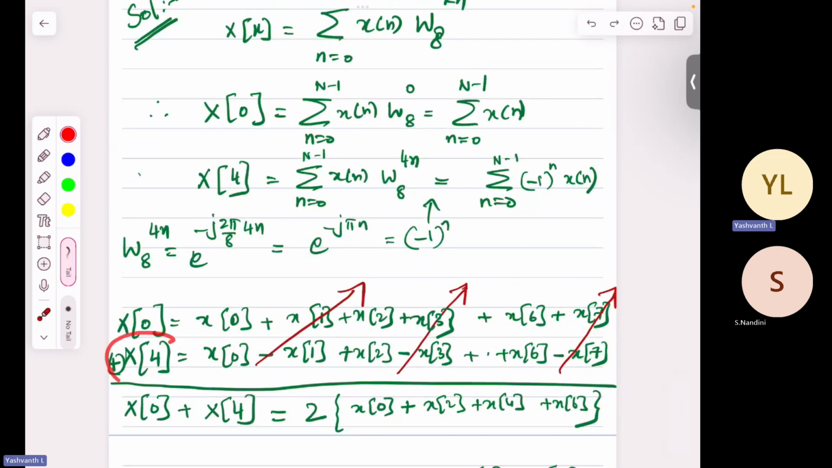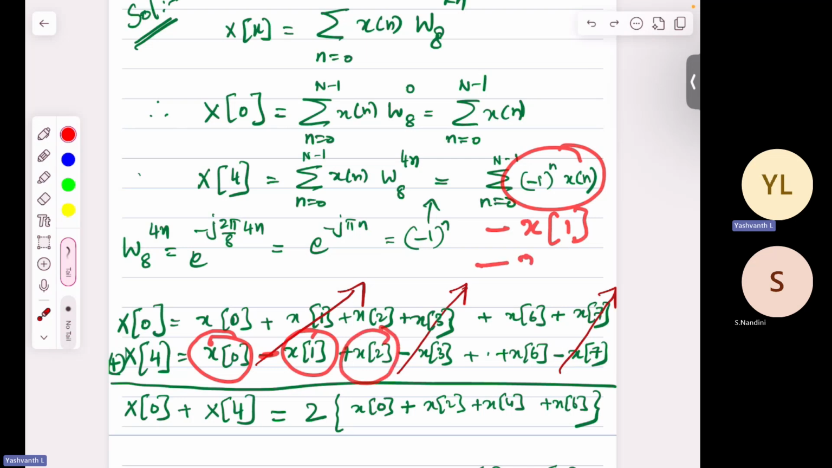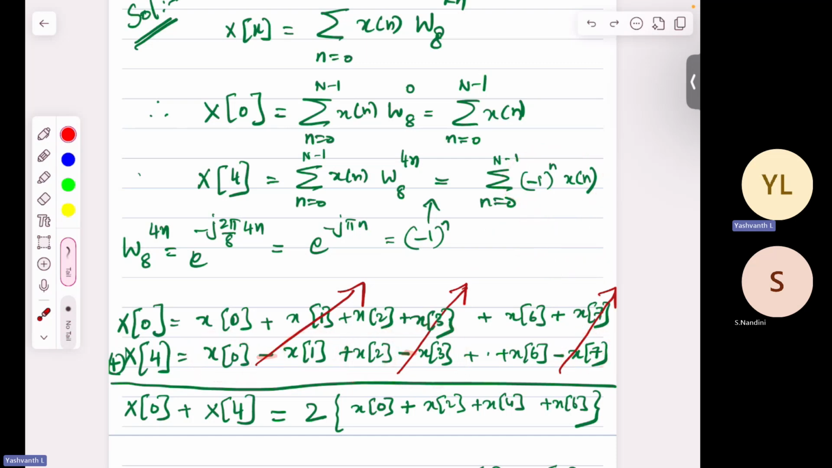Similarly, if you compute X of 4, what will happen is that x of 0 is the same, but x of 1 will be minus, because of the minus 1 power n. Therefore, the second term will be minus x of 1. Third term will be plus x of 2. Then you'll have minus x of 3 again. Like that, every alternate term will have a negative sign. This is basically your capital X of 4.